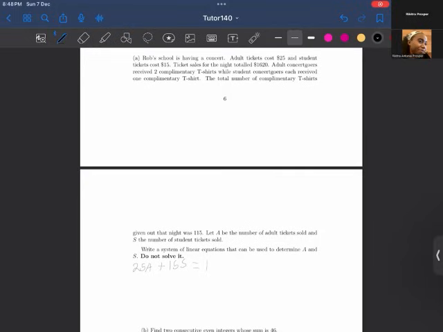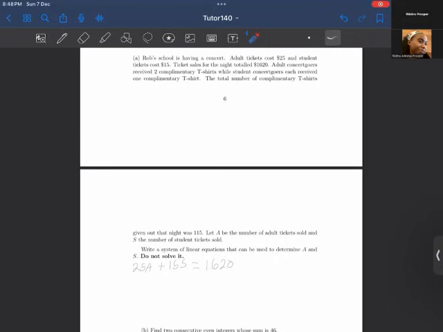So 1,620. So however many adults came multiplied by 25 because they paid 25, plus however many students came multiplied by 15 because each student paid 15. That's equal to 1,620. That's how much ticket sales were for the night.